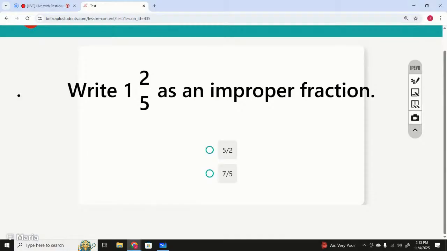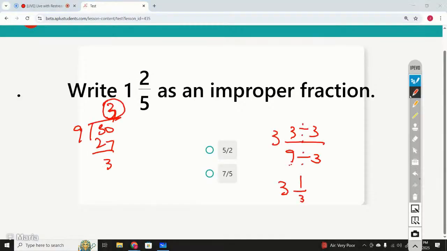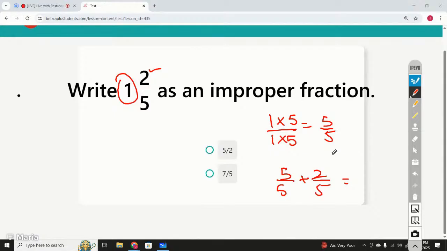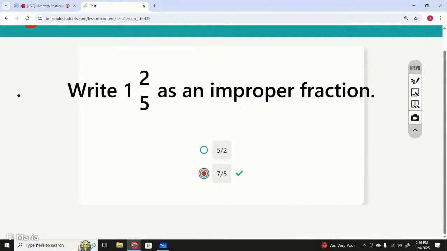Write 1 whole 2 by 5 as an improper fraction. So the whole number is 1. Start with the whole number and multiply it by the denominator. 1 times 5, that is 5 by 5. We already have a fractional part that is 2 by 5. So 5 by 5 plus 2 by 5. Add the numerators. That is 7 over 5. So the correct option is 7 over 5. Option number 2 is the correct option.